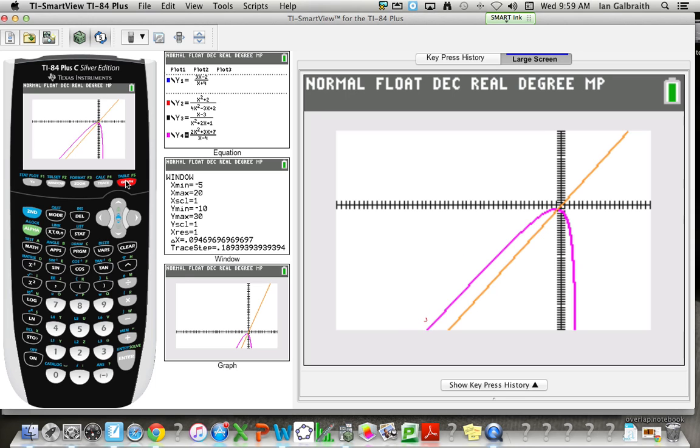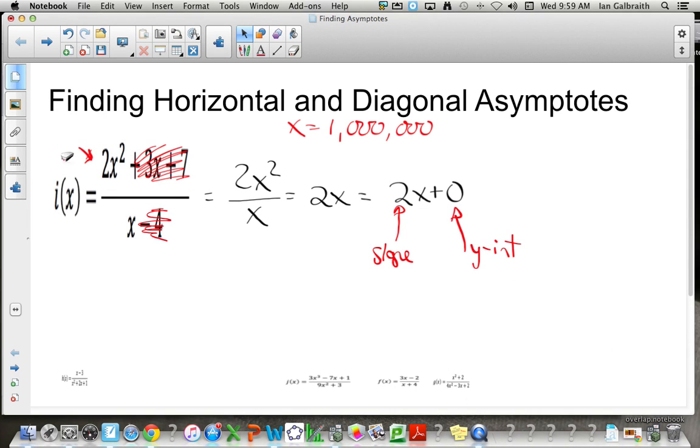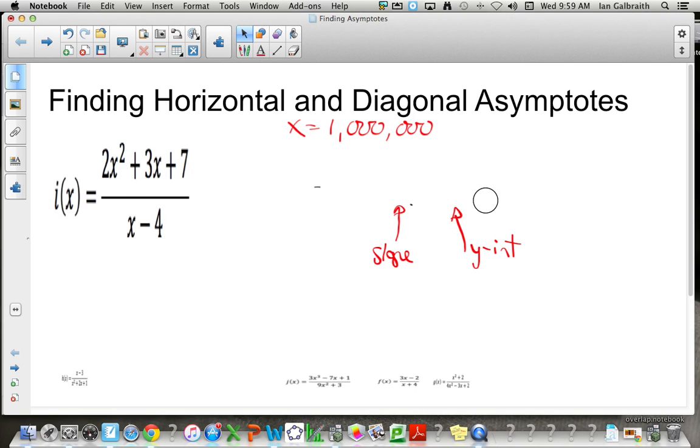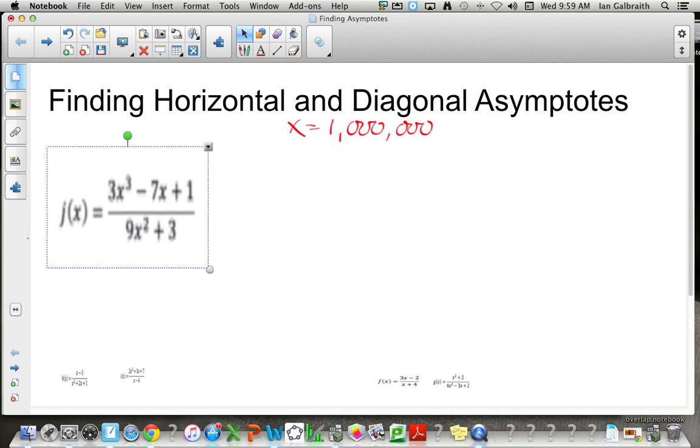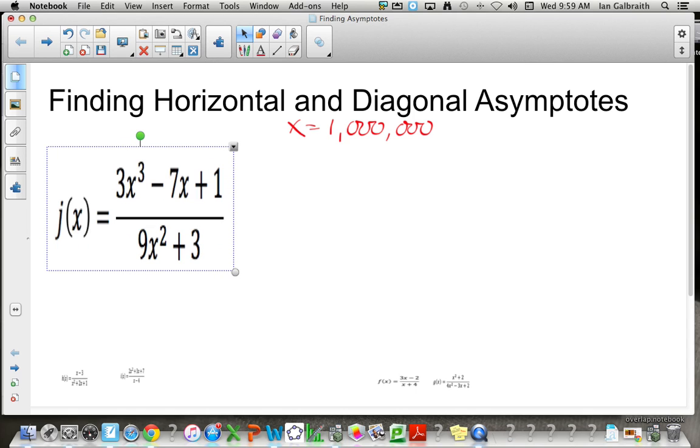Last graph. Let's get rid of all of this stuff. Again, x will be a million. So let's go down here. Pick our last graph up. There we go. And again, we're going to say, all right, what's going on if x is a super big number, now we've got x cubed. Forget about it. We have a quintillion. 3 quintillion. Take away 7,000,001, big deal. Totally insignificant. Down below, 9 trillion plus 3. The 3 is completely insignificant.